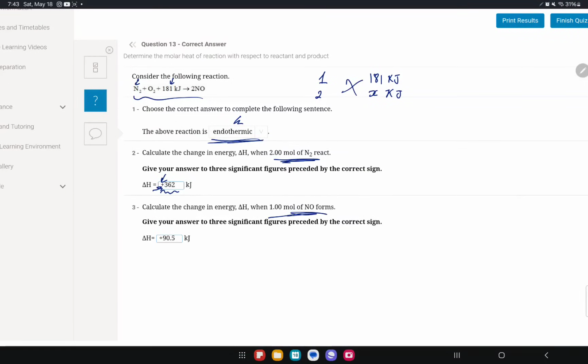Okay, how about when 1 mole of NO forms? Here I have 2 moles of NO. When I have 2 moles of NO, we said 181 kilojoules, right? How about 1 mole? Just cross multiply and you're going to get plus 90.5.